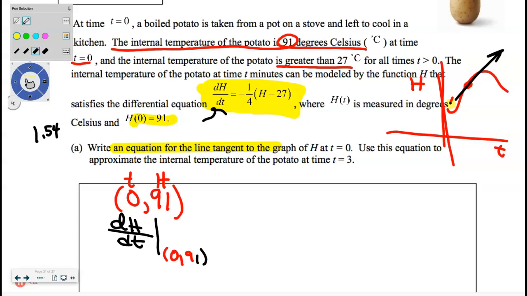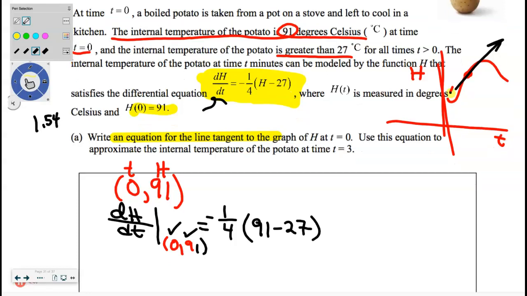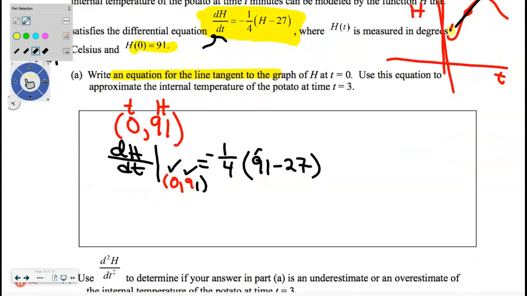I need to find the rate that the potato is cooling at this time, and this is what's different about this one. You're used to plugging in the x value, but this is a function of the h value. So I'm going to do 91 minus 27. You could leave that because it's an FRQ, and it's numerically correct. It's bothering me, though. And honestly, if it's an FRQ, usually the simplified number is nice. So when I subtract these, I get 64, and negative a fourth of those is negative 16.